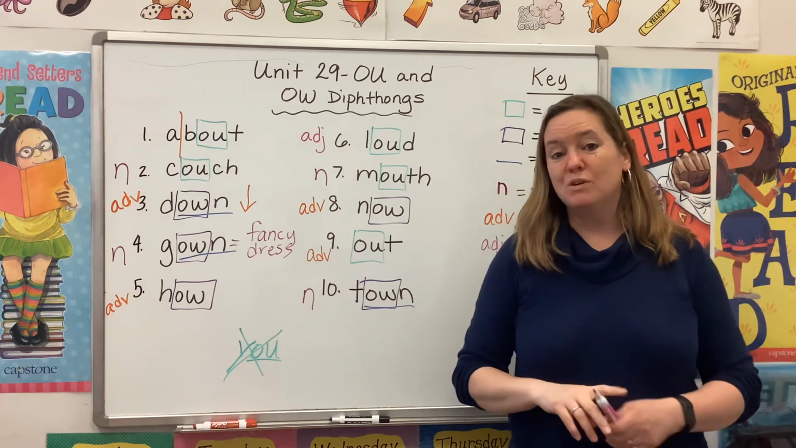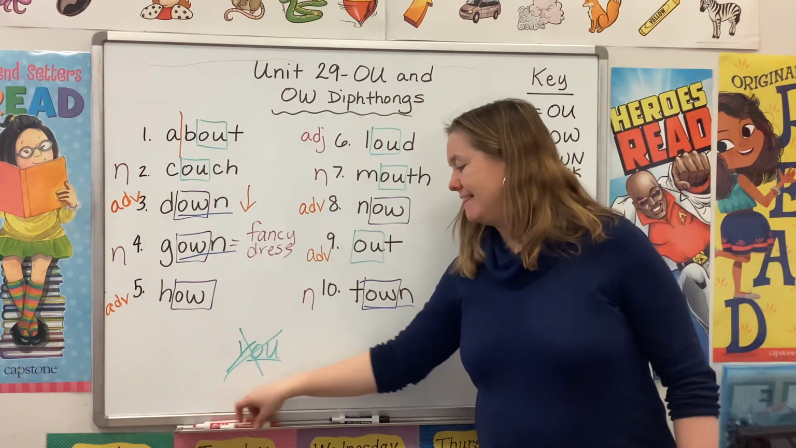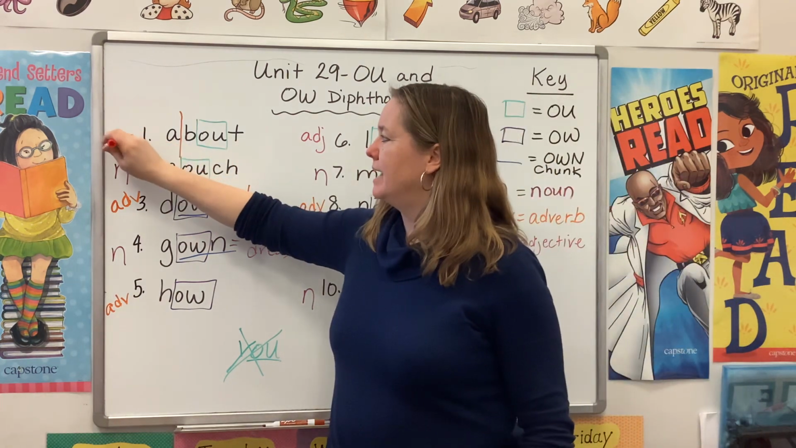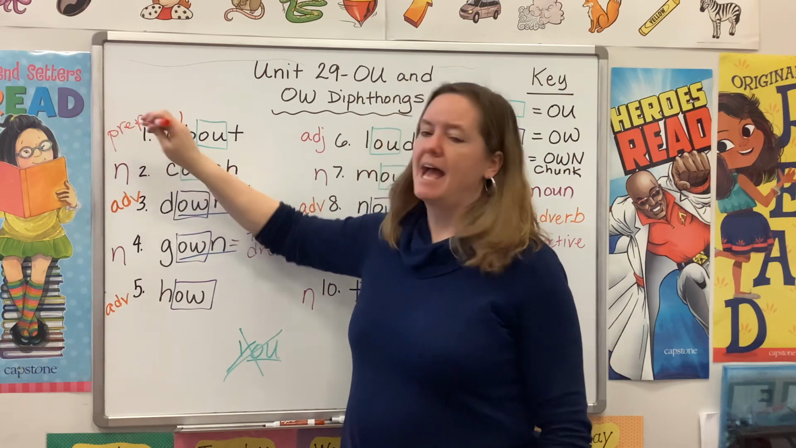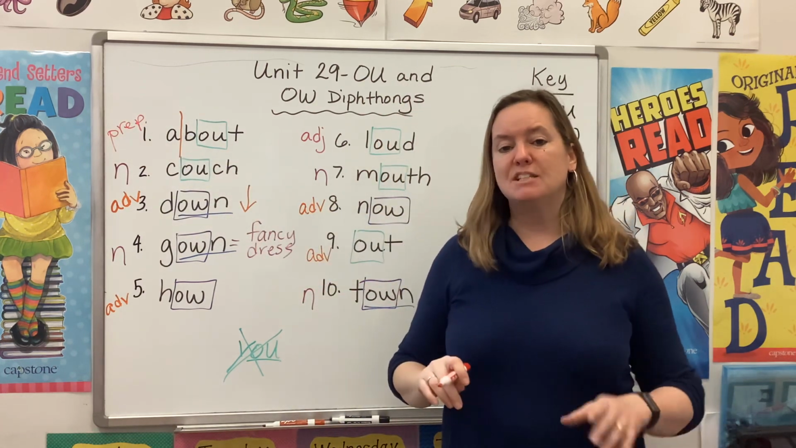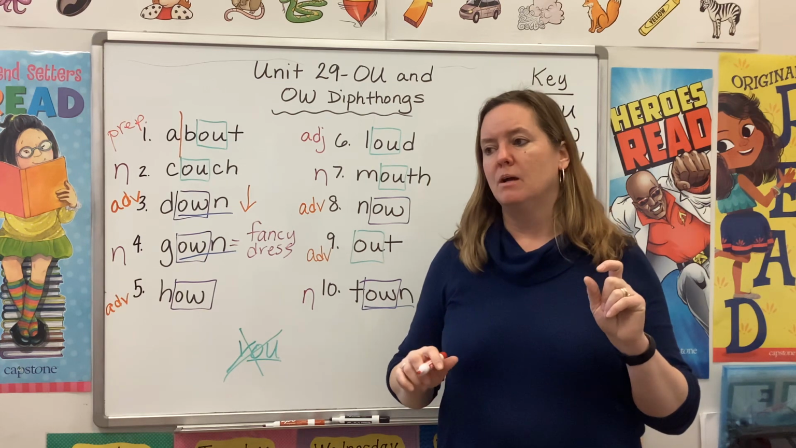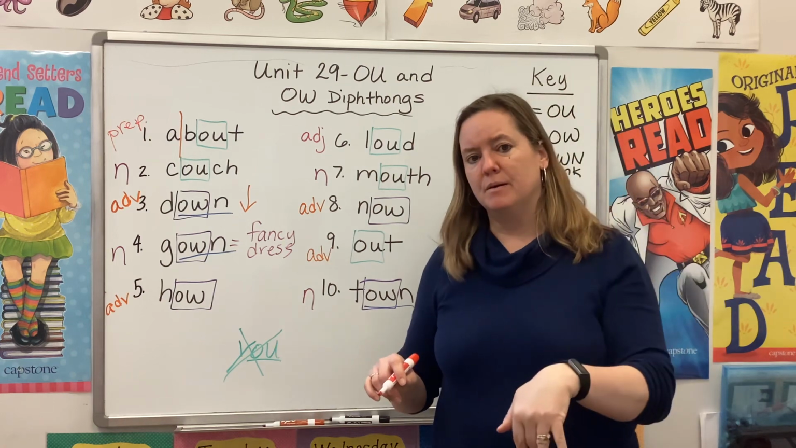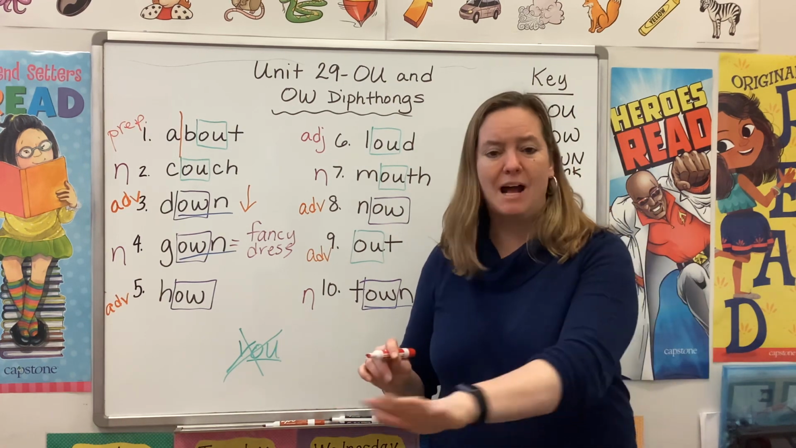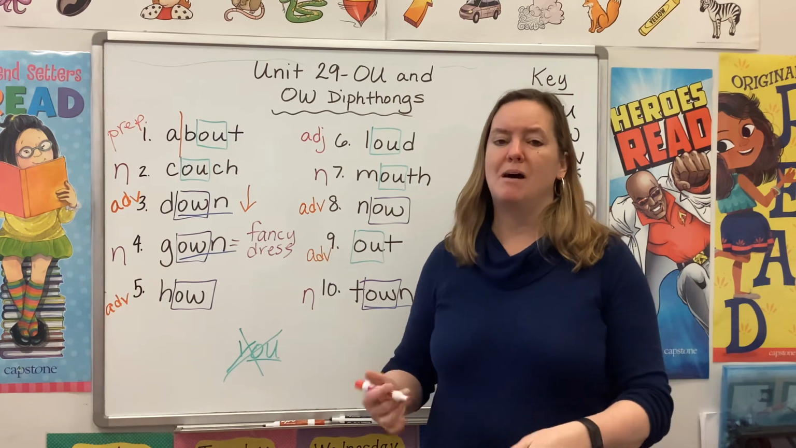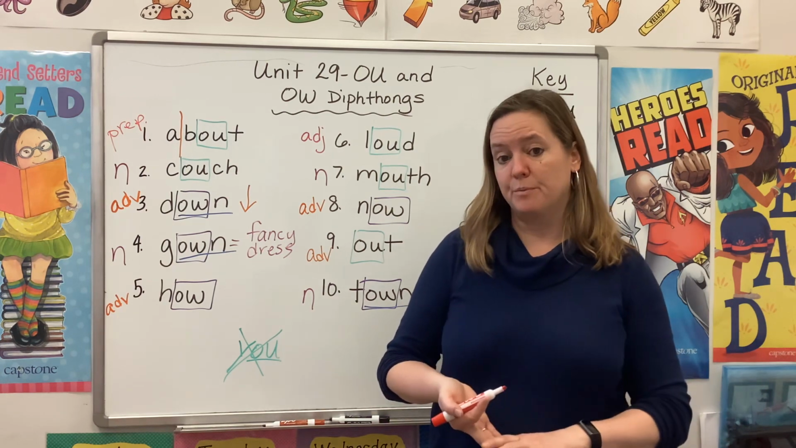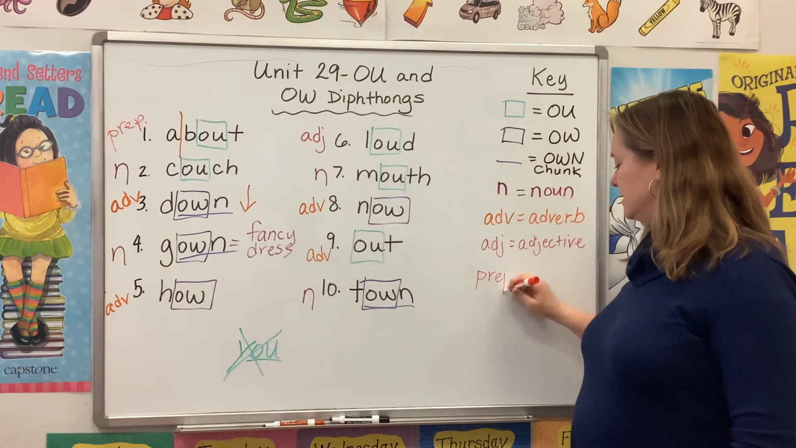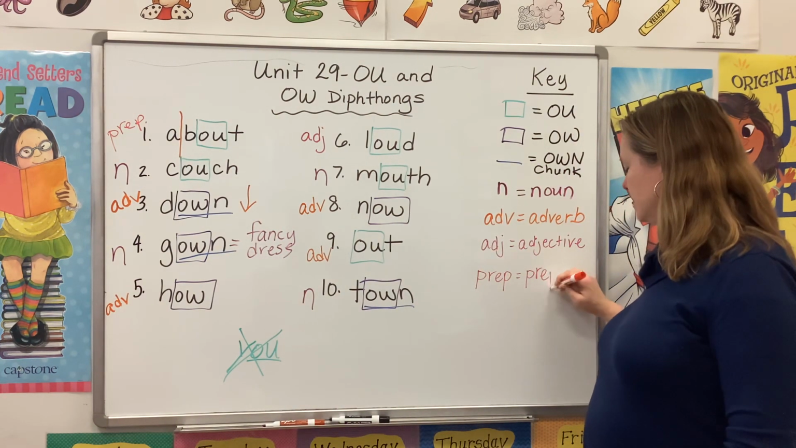I have one word left, and that can be used as a preposition, okay? You don't really have to worry about prepositions as first graders, but prepositions are those little words that describe where we do something, like I walked over the box, I walked around the box, I walked through the box. Over, around, through. Those are all prepositions. Same thing with about.